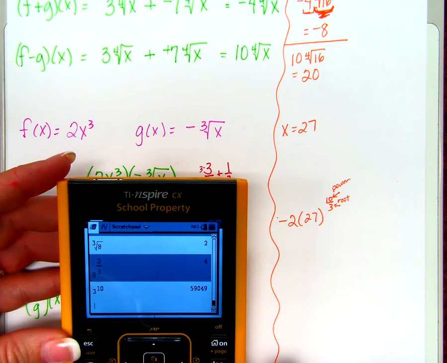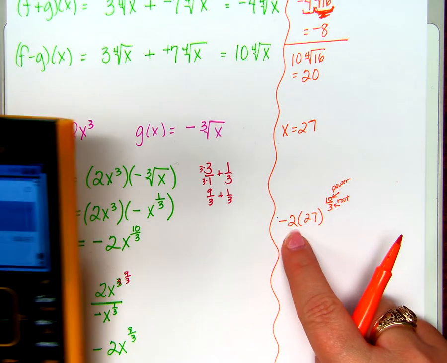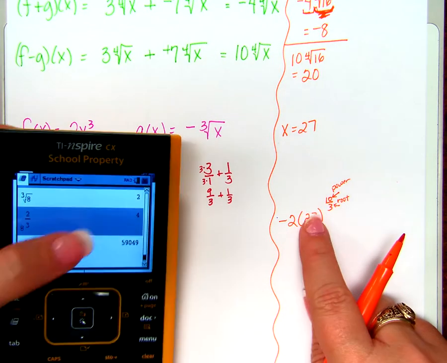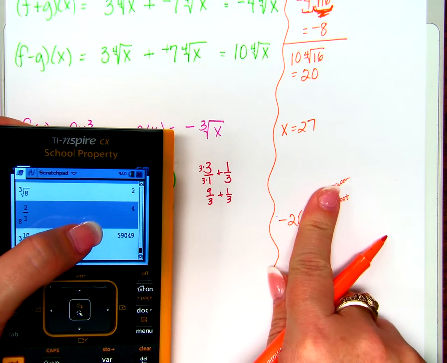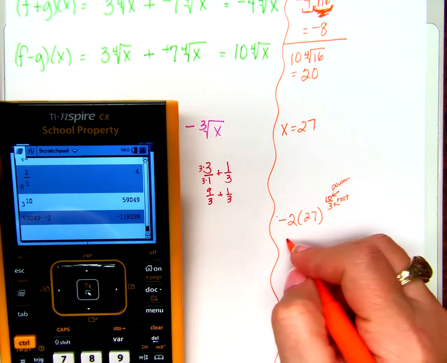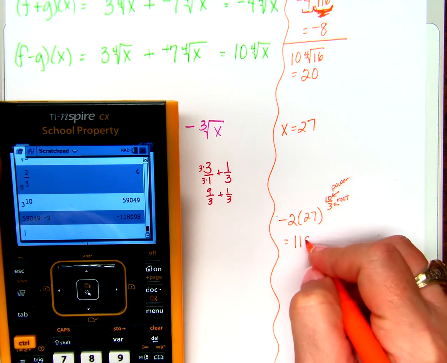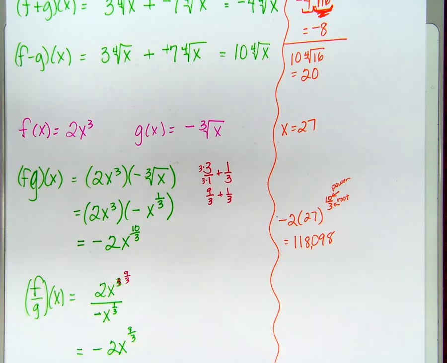Yes? Okay. But then I have to multiply that by negative 2 to get my answer, right? Because this number right here is accounting for that part of the problem. So to get my answer, I multiply it by negative 2. So that is 118,098.